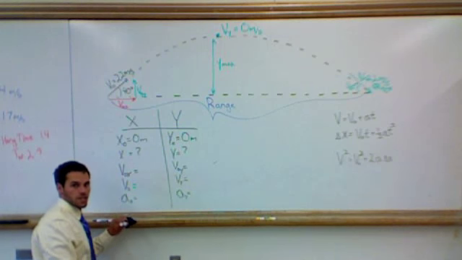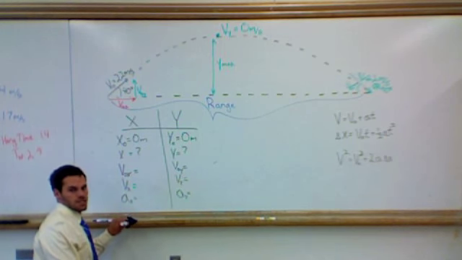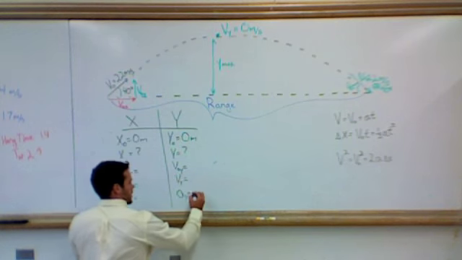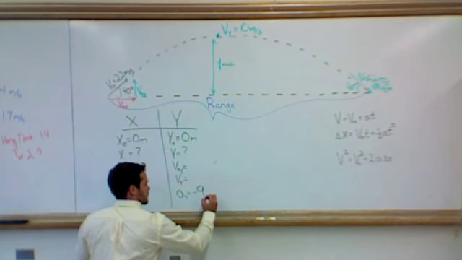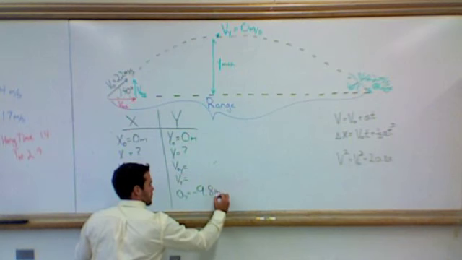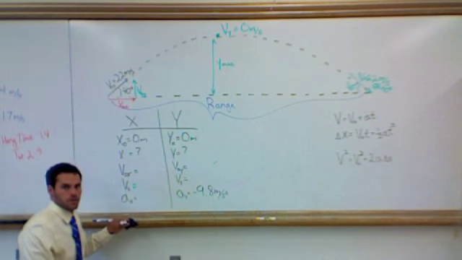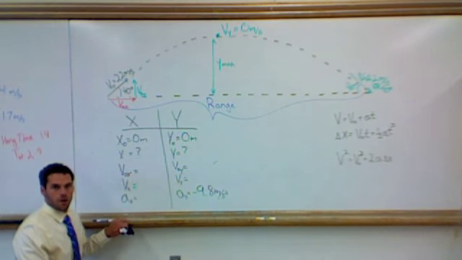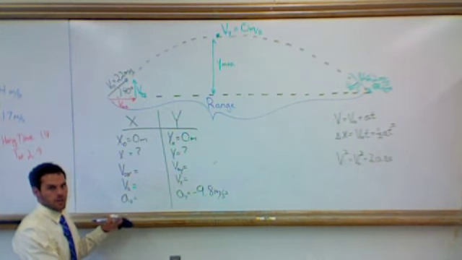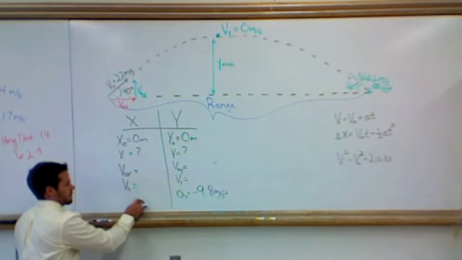The acceleration in the y direction, since this is the vertical direction, is going to be the acceleration due to gravity. This will be negative 9.8 meters per second squared. Some other things to look at in this table. Since it is a projectile and we're ignoring the effects of air resistance, we have no acceleration in the x direction. We can just merely erase that.